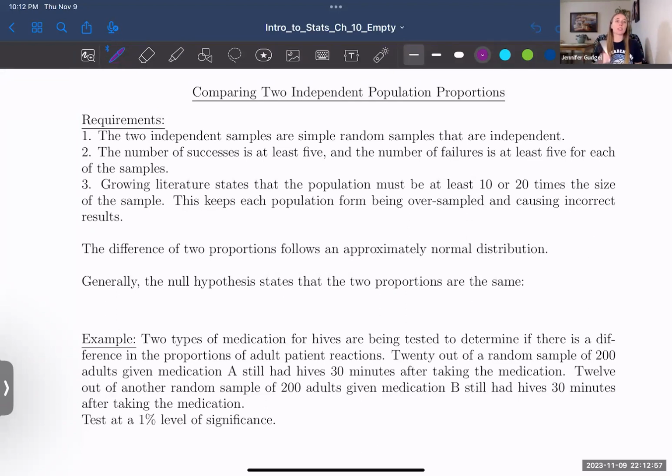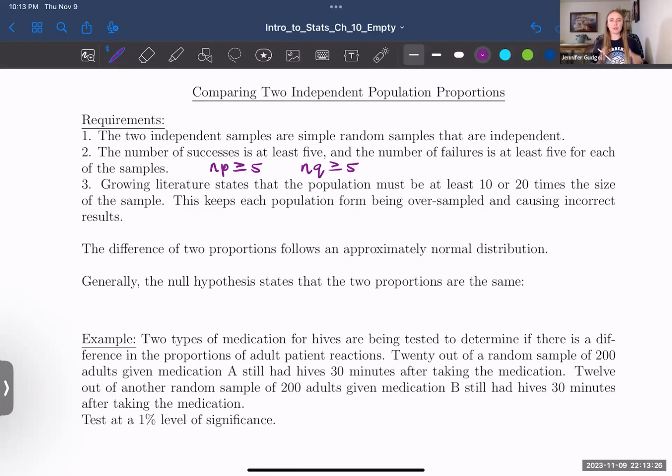The second is very similar to when we did proportions in our chapter 9 section. We talked about n times p being greater than or equal to 5, and n times q being greater than or equal to 5. That's exactly what this is. There's at least 5 successes. That means n times p is greater than or equal to 5. There's at least 5 failures. That means n times q is greater than or equal to 5.